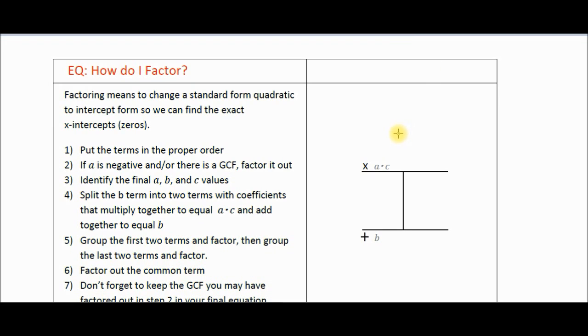This video will cover section number 4 of your Unit 4, Unit 5 flipbook, just the top flap of section number 4. And the essential question in this section is, how do I factor?